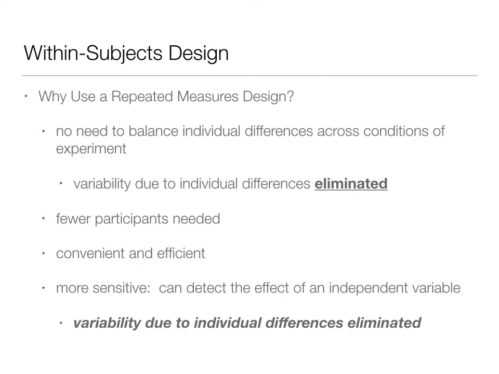It's kind of like a cloudy day, a foggy day versus a sunny day. That fog is those individual differences. And so it's harder to see something with that fog. By taking out those individual differences, by taking away that fog, it is a more sensitive experiment because we can see and detect the effect of an independent variable easier.